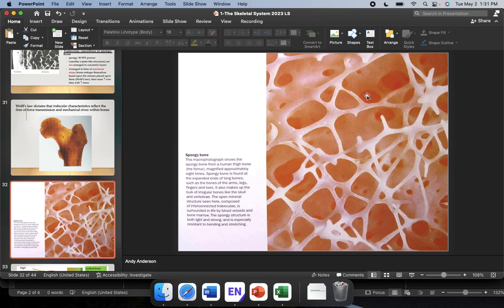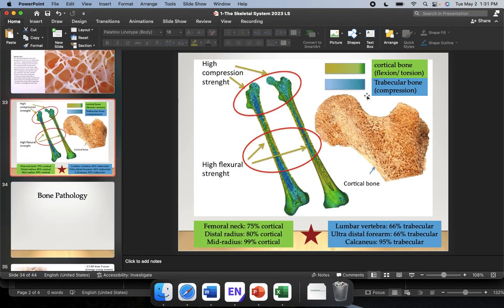This is a nice close-up picture of that spongy bone, how it is porous. It's not interconnected. It's going to be very different structurally from that cortical bone. And then the last slide here that I wanted to cover was that inside of each bone, there's generally a range of cortical to trabecular bone. Even inside of our short bones and our flat bones and our irregular bones, there's going to be a range of cortical to trabecular or spongy bone.